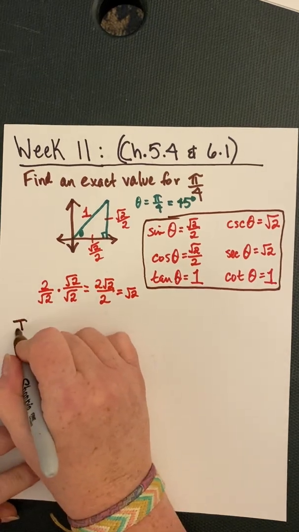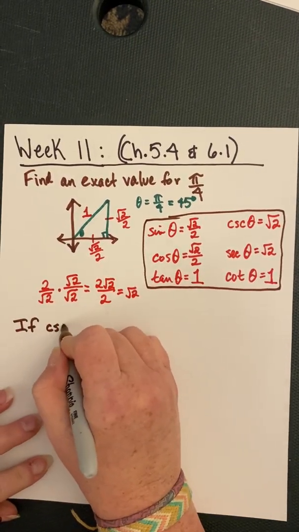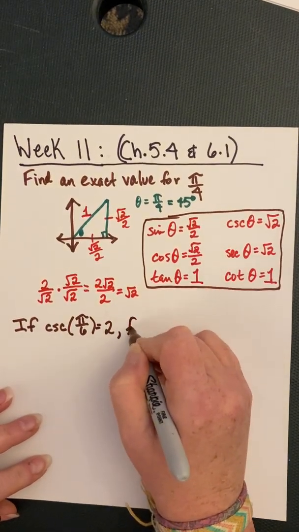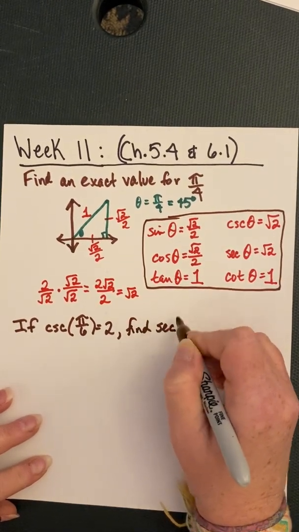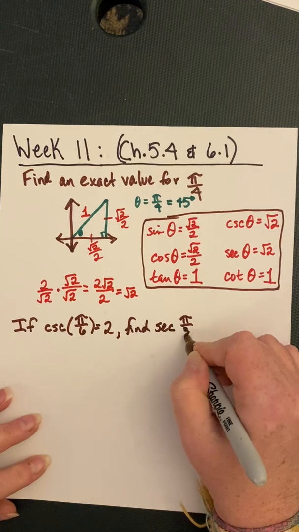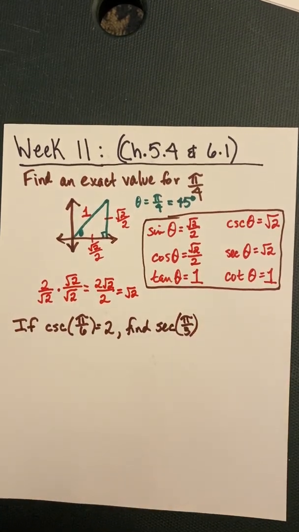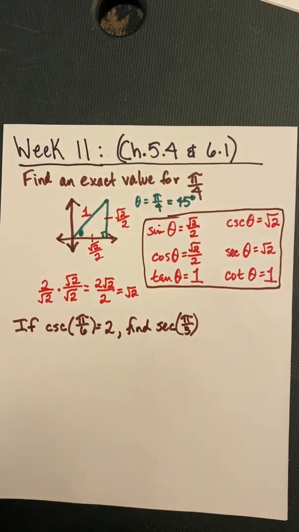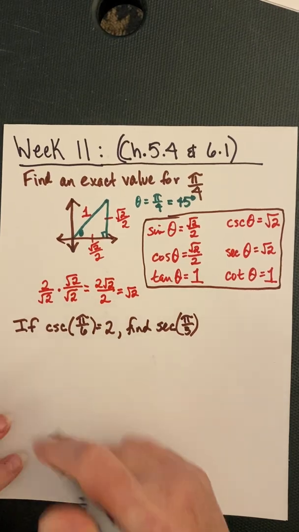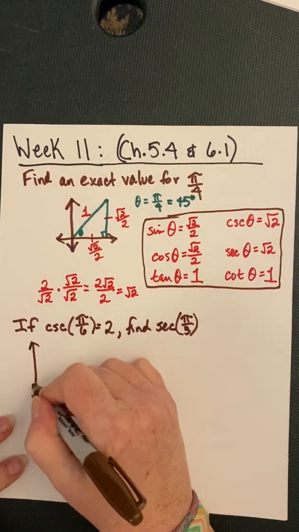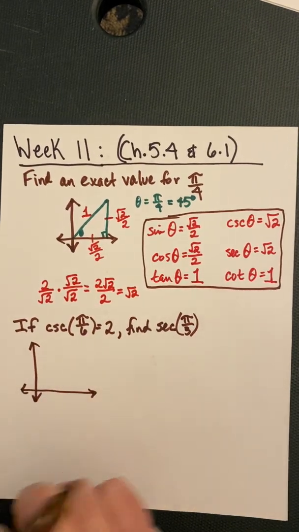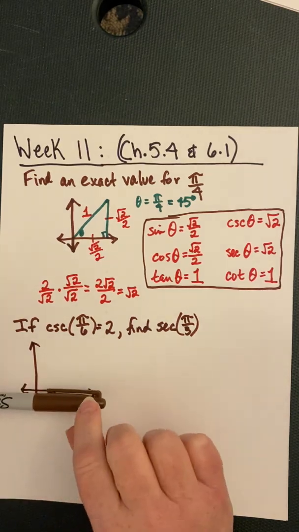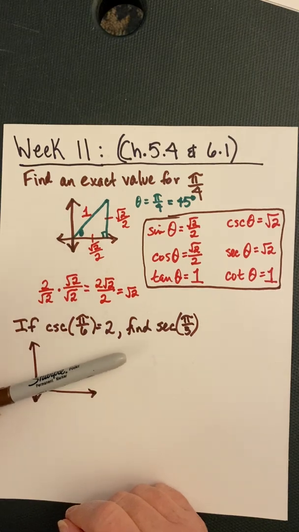Okay, how about if they ask a question like this? If the cosecant of pi over 6 is 2, find the secant of pi over 3. Okay, so what I'm going to do is first figure out what information they're giving me here. So I'm going to do that by, again, sketching pi over 6. Okay, pi over 6 is pretty small because it's only a sixth of the way around to 180, right, to pi. So a sixth of the way is only about that big.